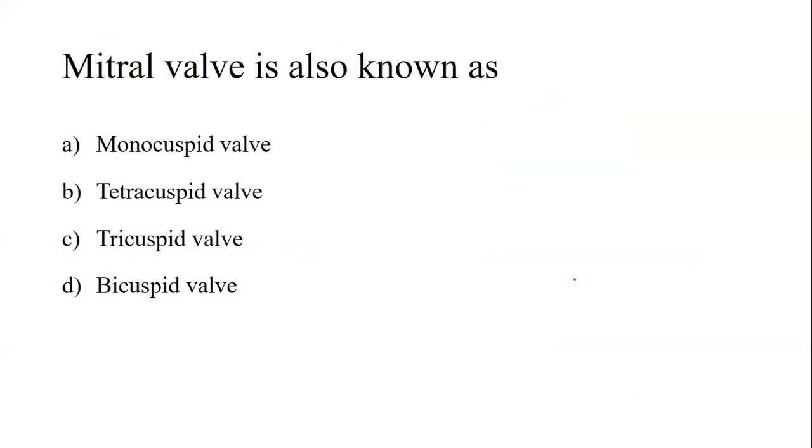Next is the mitral valve. We know that the mitral valve is otherwise known as the bicuspid valve, and except for the mitral valve, other valves have 3 cusps or 3 leaflets. So the other options we can exclude. Monocuspid is wrong. Tetracuspid valve is again a wrong answer. Tricuspid valve is wrong because it has 3 cusps or 3 leaflets. So our answer is bicuspid valve.